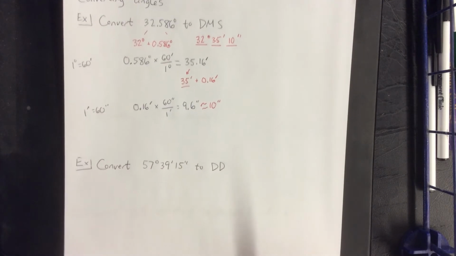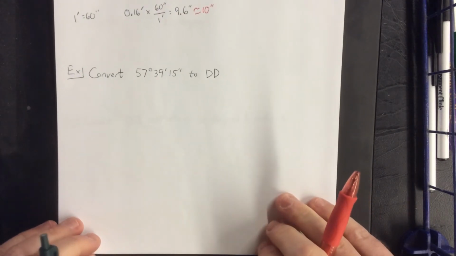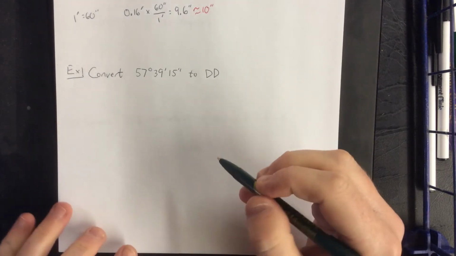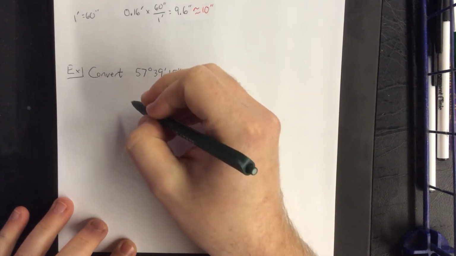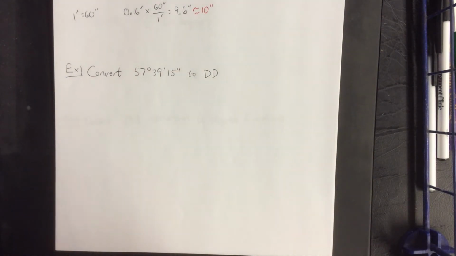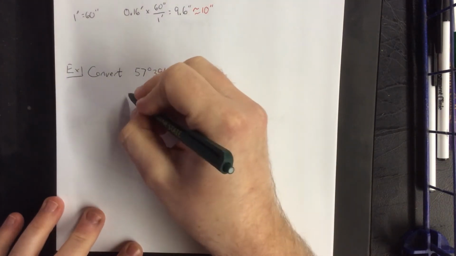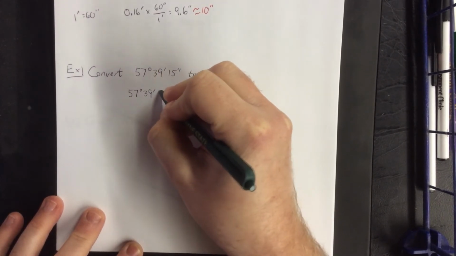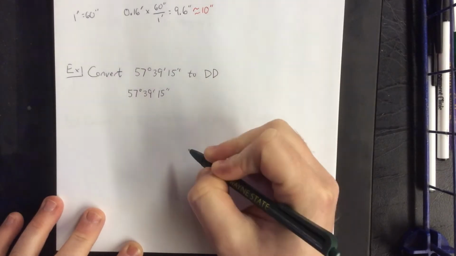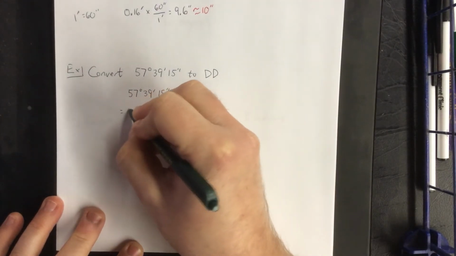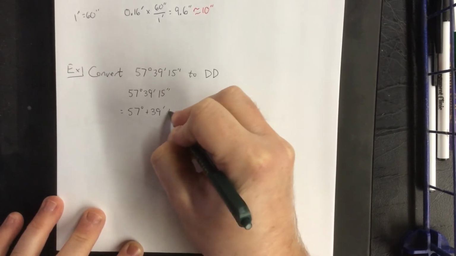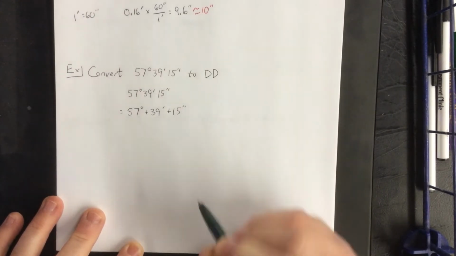Now if we want to go the other way, this involved a lot of multiplying by 60. The next example is going to involve a lot of dividing by 60. So we're going to convert 57 degrees, 39 minutes, and 15 seconds into degree decimal form. Now, this one is going to be relatively straightforward. What I'm going to do is take my 57 degrees, 39 minutes, and 15 seconds, and interpret it exactly like this. This would be 57 degrees plus 39 minutes plus 15 seconds.